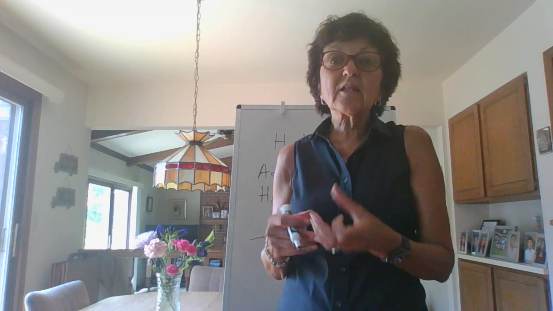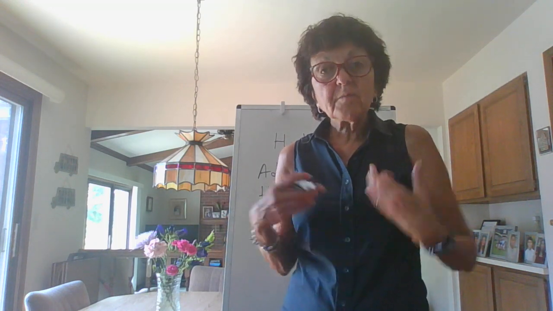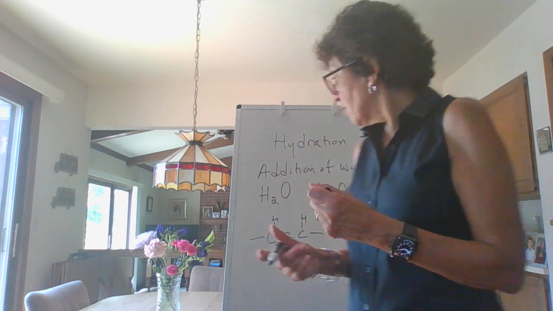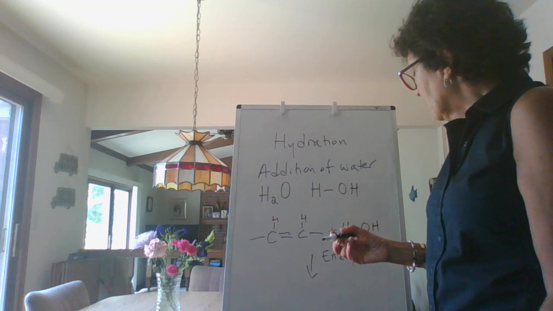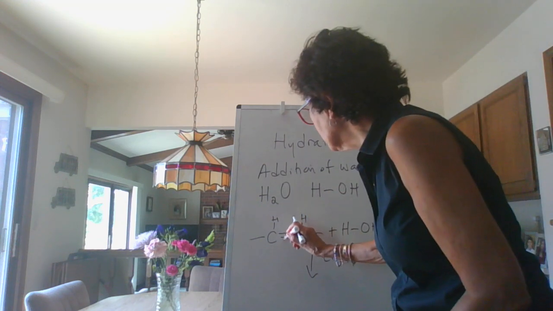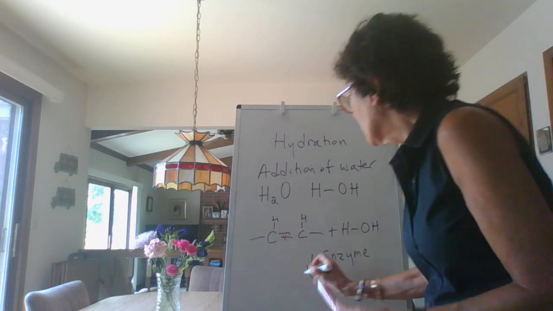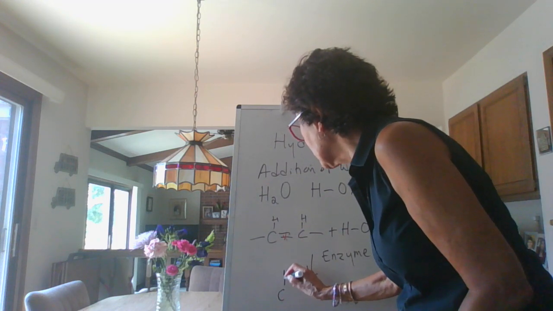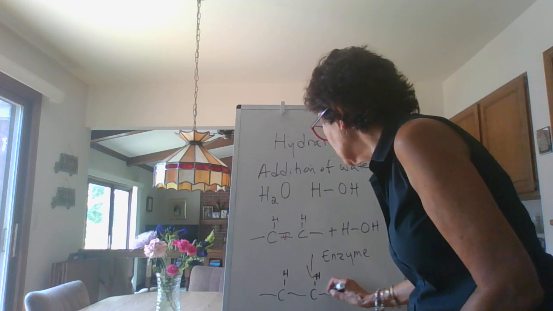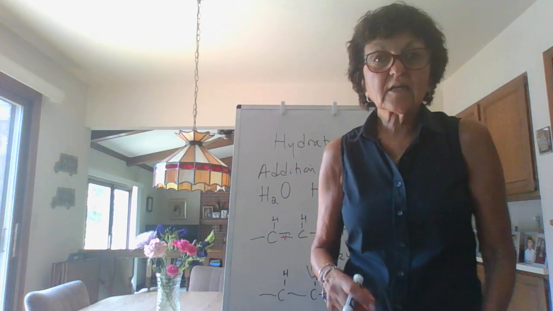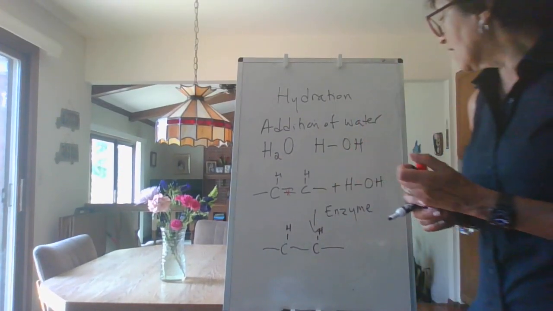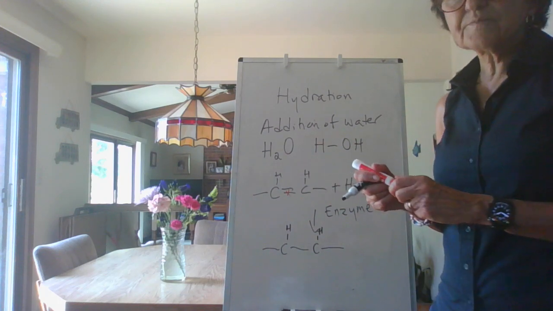So if you were doing it in the lab, you would need an acid catalyst, but in your body, it's a specific enzyme that will help this one go forward. And what happens? The double bond breaks, okay? And again, it won't happen without an enzyme. It won't happen without a catalyst. So like I said, in lab, it can work with an acid catalyst, but in your body, you need the enzyme fumarase for this to work.